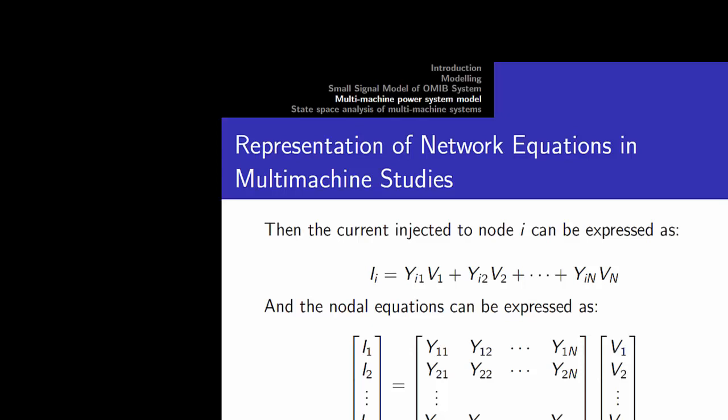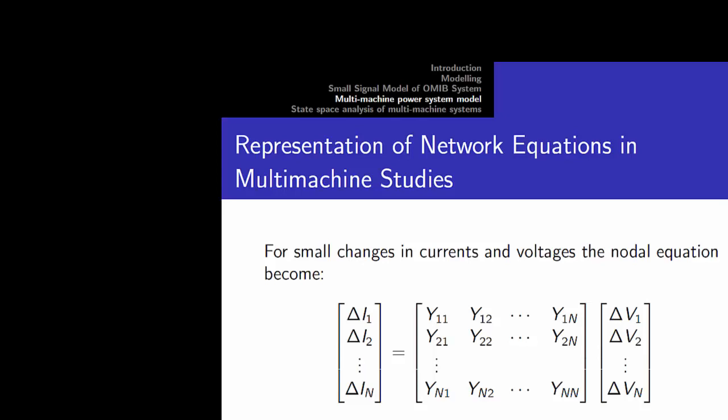Now if we consider small variations of voltages and currents, and also keeping in mind that the network admittances are constants, we can write for small variations this nodal equation for the network.